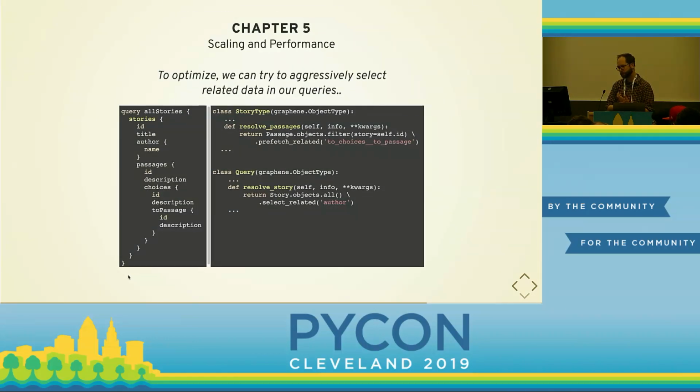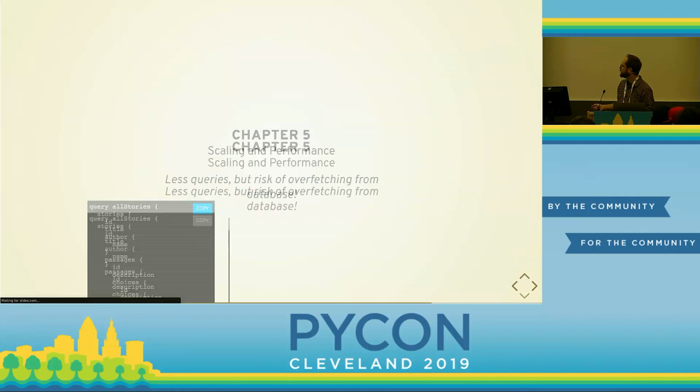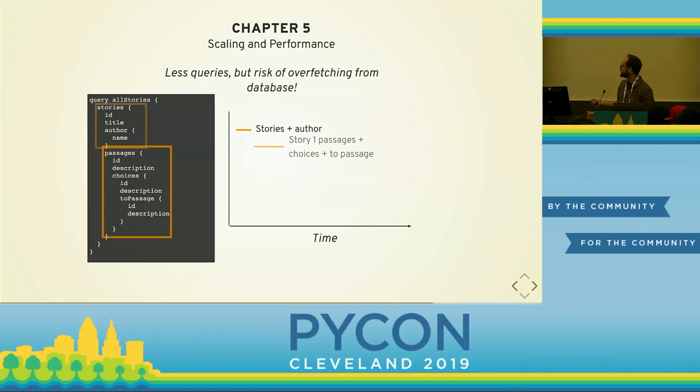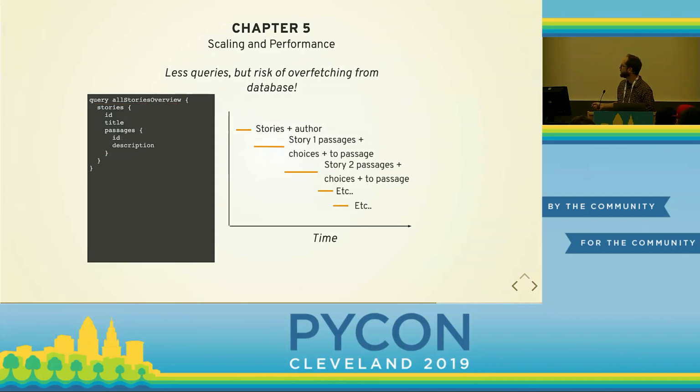So how do we fix this up? We might try to aggressively select related data in our queries. Django has some nice facilities to let us do that. We can select related authors on the story when we're getting that, and maybe select related toChoices and toPassages when we're getting the passages. That can help us have fewer queries to our database, but now we're overfetching in the case that we're asking for less data. So we might not want to do that.